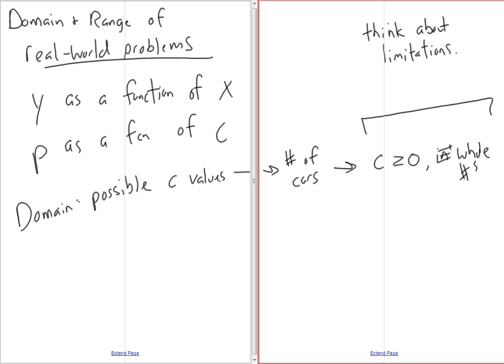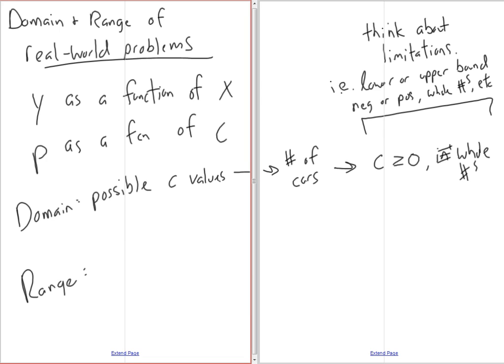So what you need to do in these problems with the domain and range is think about the limitations. So not only the upper bound and the lower bound. Obviously he couldn't sell negative cars. Could he sell 100 cars, 200 cars? Yes, there's no real limit at this point on the number of cars. But also the type of numbers: whole numbers, fractions, things like that. That's what you need to think about when it comes to the domain.